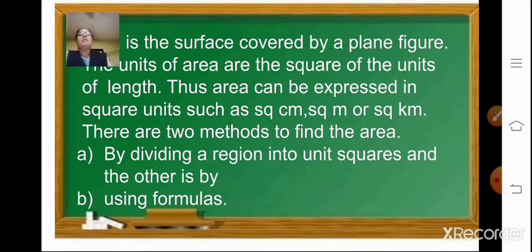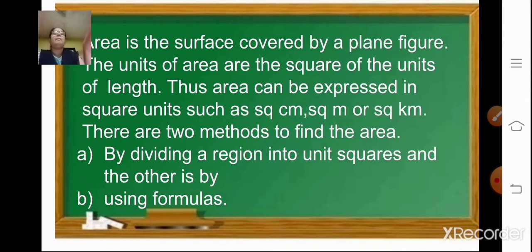Now, area is the surface covered by a plane figure. The units of area are the square of the units of its length. That means area can be expressed in square units such as square centimeter, square meter or square kilometer. Now children, there are two methods to find the area. The first one is by dividing a region into unit squares, and the other is by using formulas.